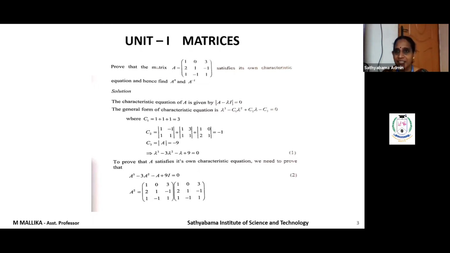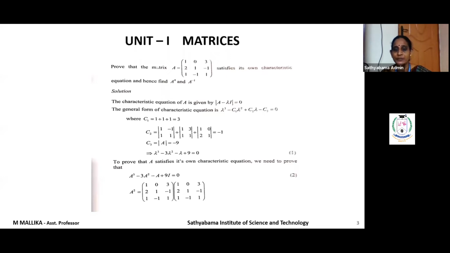Since A is a 3 by 3 matrix, what is the general characteristic equation form? Lambda cube minus C1 lambda square plus C2 lambda minus C3 equals 0. I have already discussed this in the previous slide. We have to find the values of C1, C2 and C3. What are the definitions for C1, C2, C3? C1 is nothing but the sum of the diagonal elements of the given matrix A. In the given matrix A, the diagonal elements are 1, 1, 1, and therefore the sum is 3. That is the value of C1.